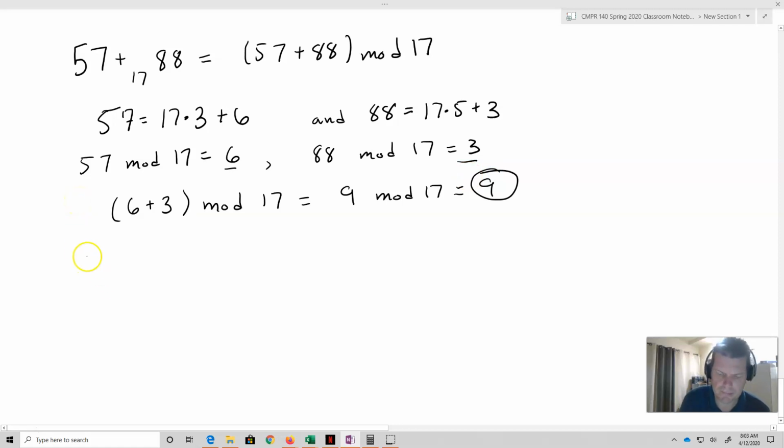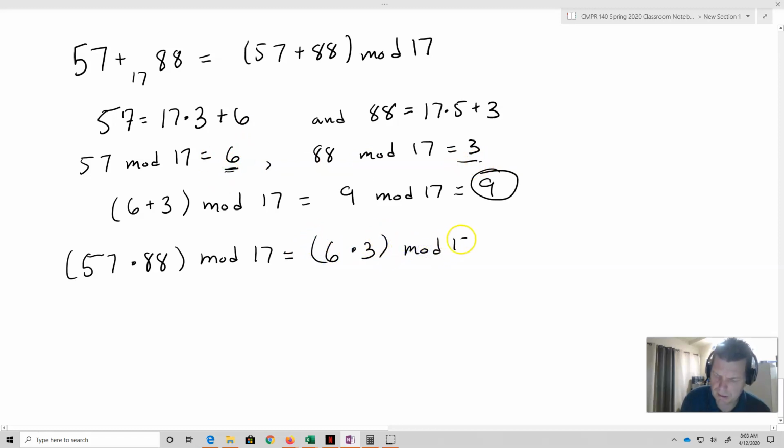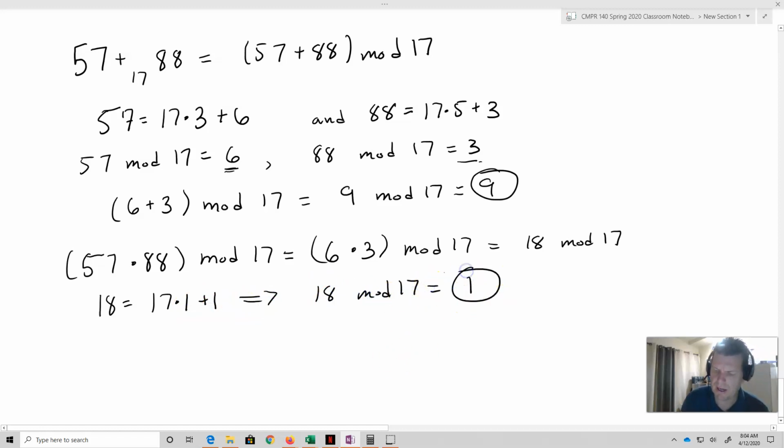What if we wanted to multiply the two of them? So we take 57 times 88, and we want to figure out what that is mod 17. We're going to take their modulo, so 6 times 3. This is going to equal 6 times 3 mod 17, and that's equal to 18 mod 17. Now 18 equals 17 times 1 plus 1, and so that implies that 18 mod 17 is equal to 1. And so our answer here is 1.